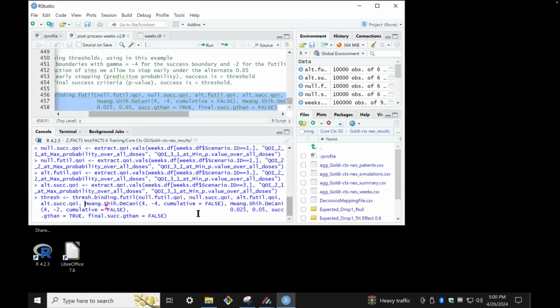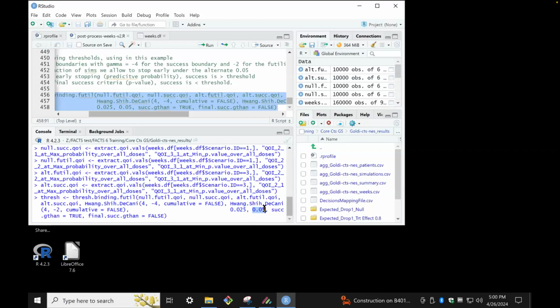Now I've got a little function that evaluates the Hwang-Shih-DeCani boundary family. I can tell it how many interims there are and what the family parameter is, the -2 and the -4 and the -2. And for my purposes, I don't want the cumulative type 1 error spend. I want the individual type 1 error spend at each interim. I tell it my required type 1 error, 0.025.